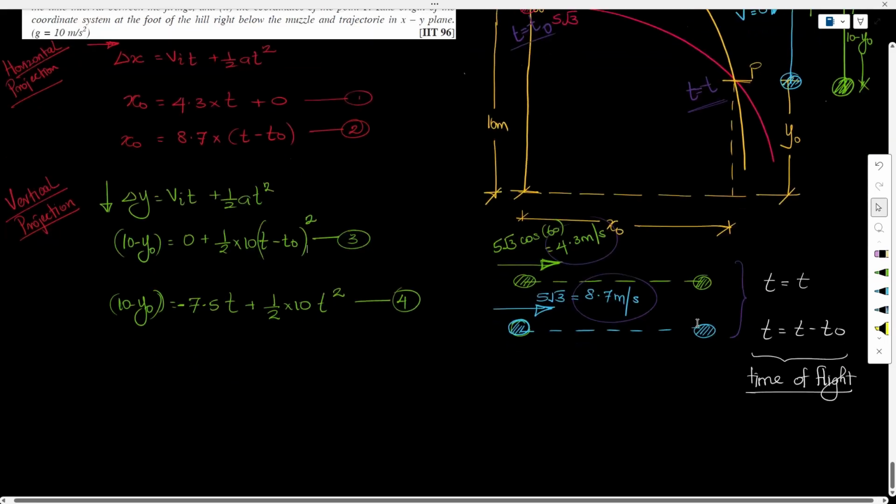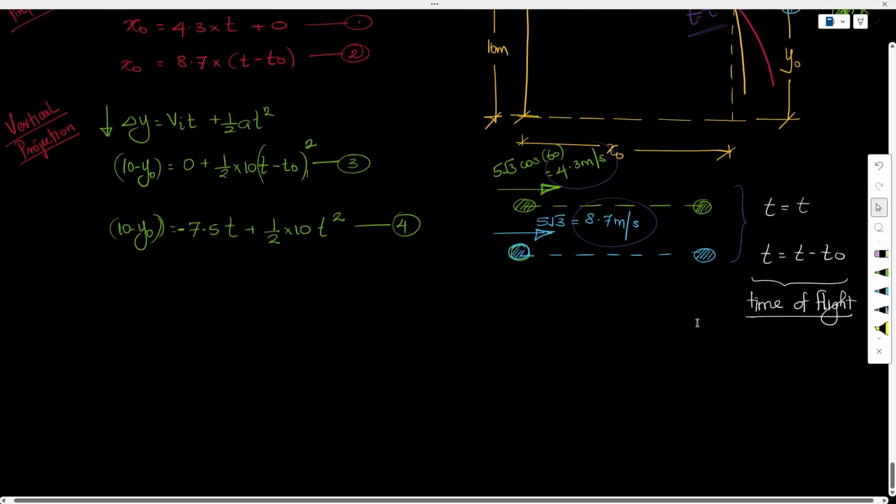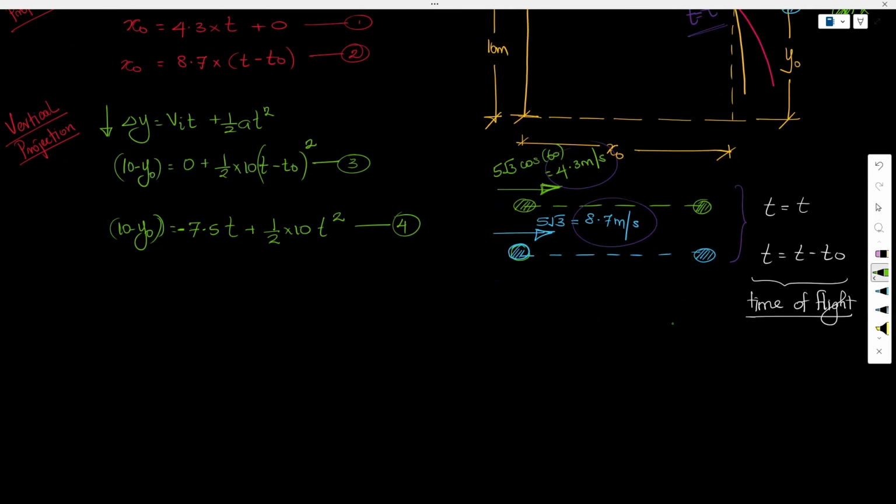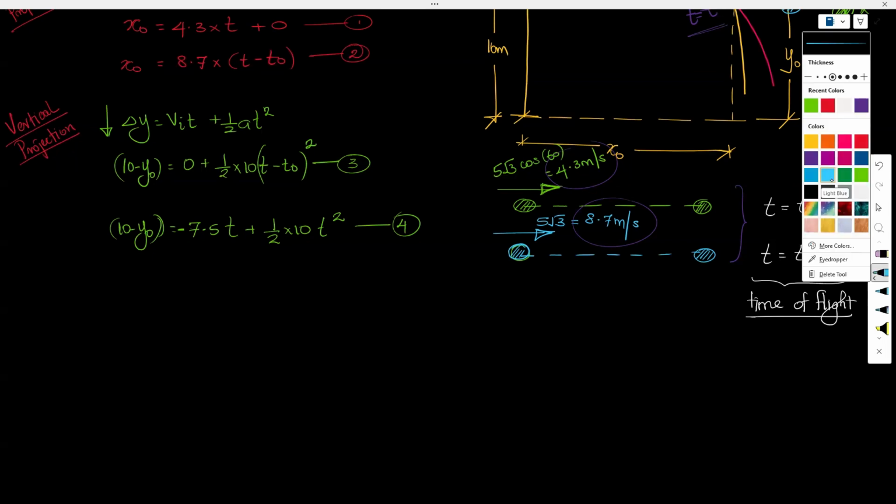All right, let's move on. So let's figure out a way to solve these equations. What we can do now is subtract the second and first equations, right? So let's do 1 minus 2.